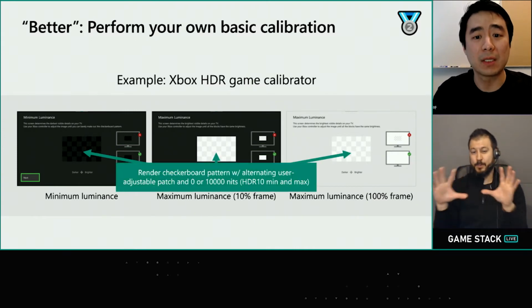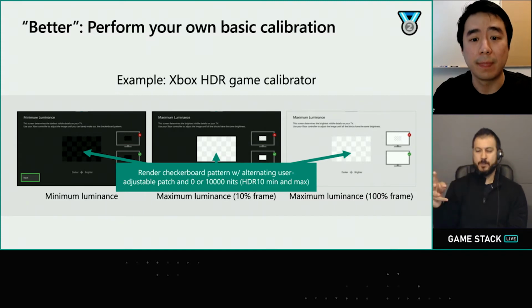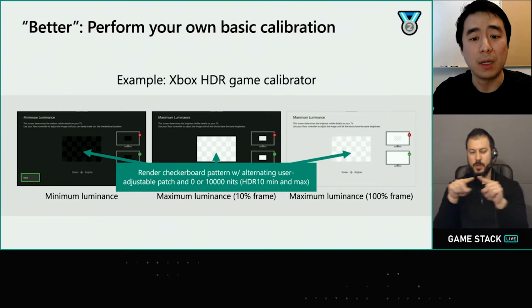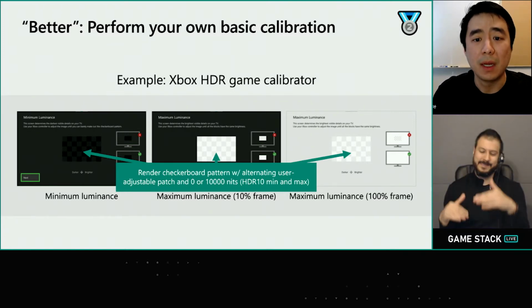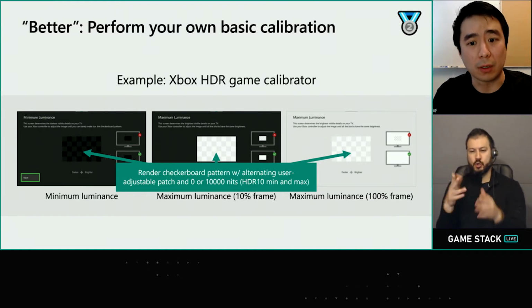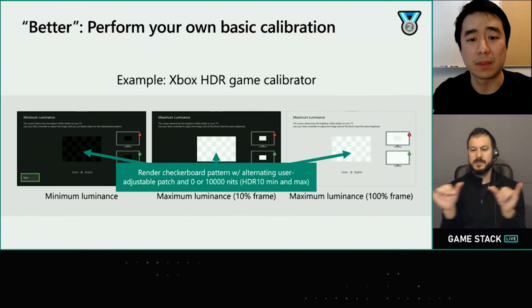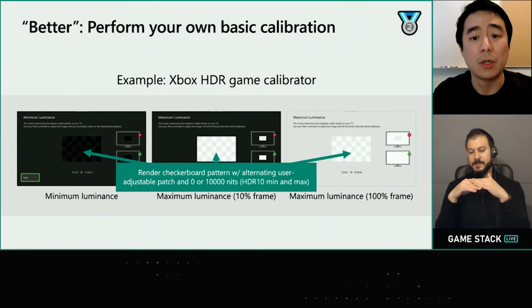For each test, we render a checkerboard or alternating pattern of squares. When measuring maximum luminance, half of the squares on this checkerboard are at 10,000 nits, which is the maximum valid HDR signal. The other squares, the user adjusts the brightness to be brighter or darker until they are visually indistinguishable from the max signal squares. And for minimum luminance, the user is instead comparing to 0 nits or fully black.